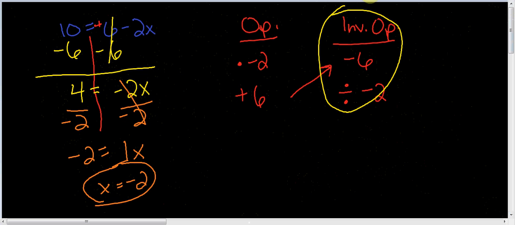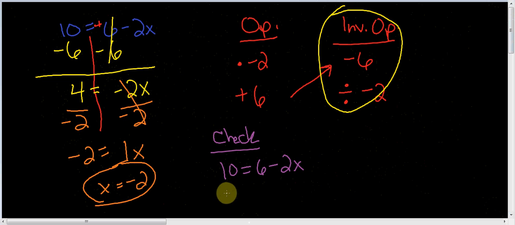So I take my purple pen here. If you have a purple pen, get your purple pen out. I'm going to write the word check. I'm going to write the original equation, which was 10 equals 6 minus 2x. And I'm going to substitute in negative 2. Look, I put parentheses around it because I subbed it in for a variable. And I want to see what happens here.